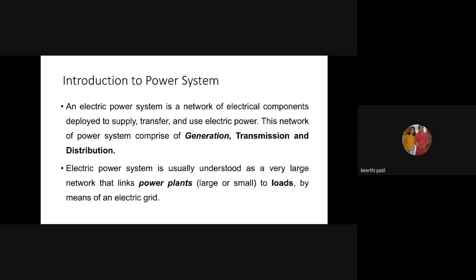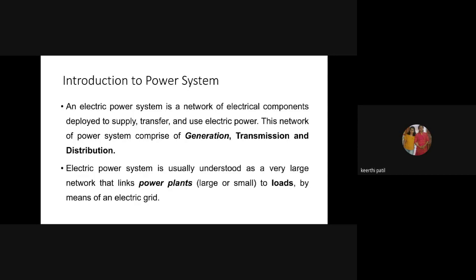So this is just the introduction to the power system. Now each of these components, generation, transmission, and distribution, we will be studying in detail. And this is where our subject is about the transmission and distribution part. And the generation part is another subject, which is power generation and economics, 18EE42. Our subject is transmission and distribution, that is 18EE43.